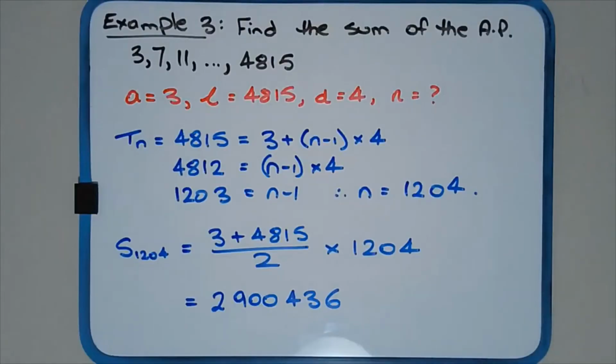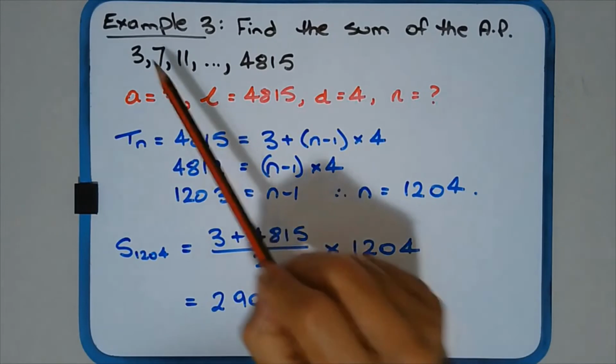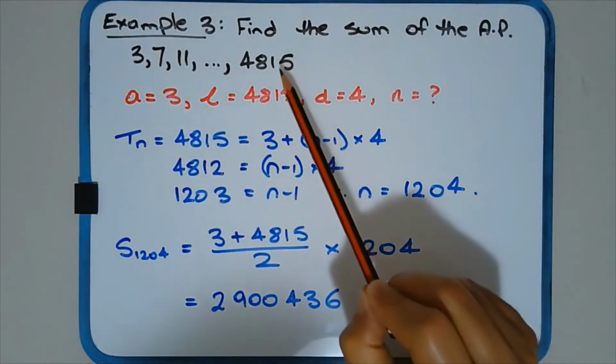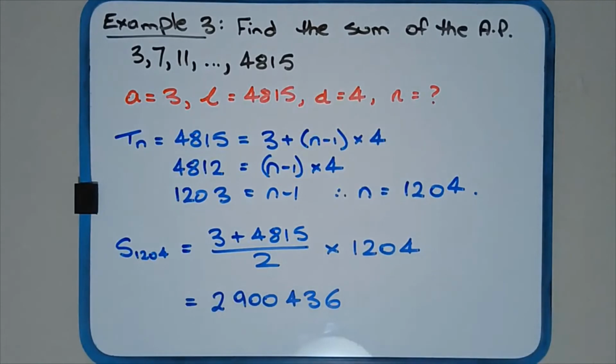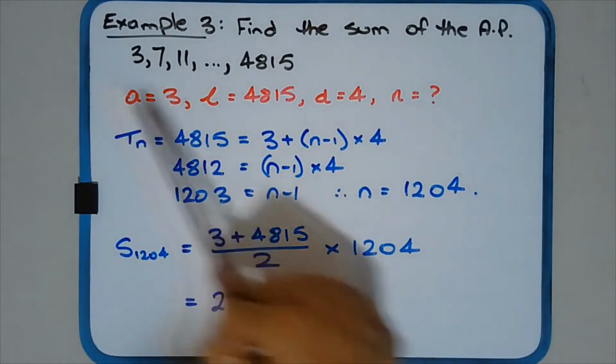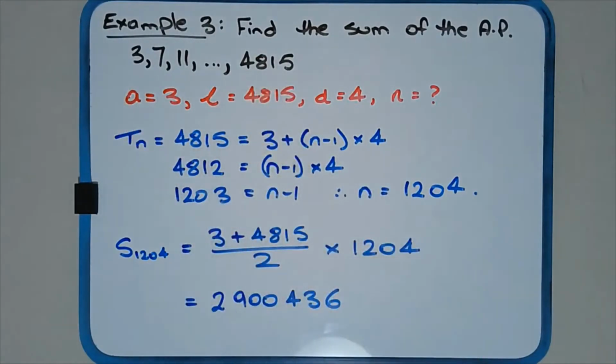Example 3. Find the sum of the arithmetic progression 3, 7, 11, all the way up to 4,815. Now in this example, we know the first term, we know the last term, we know the common difference, which is 4, but we don't know the number of terms. So the first thing we need to determine is how many terms are there in this partial sequence. Once we have that, we can then determine the partial sum of this arithmetic progression.